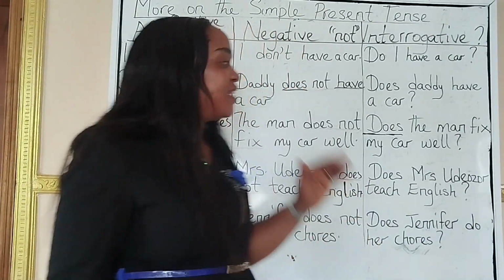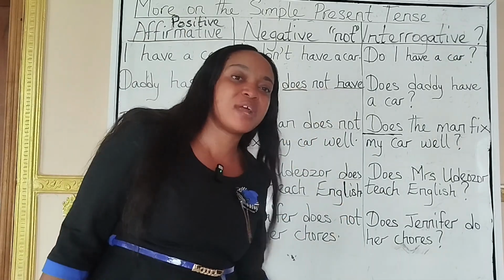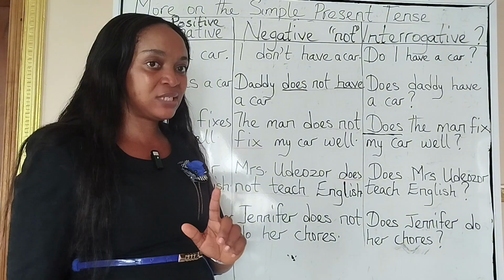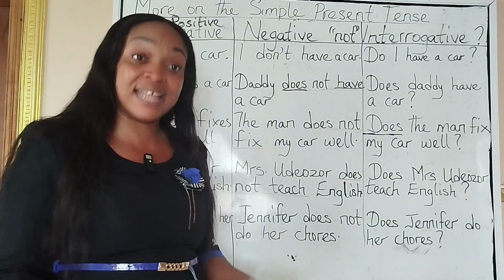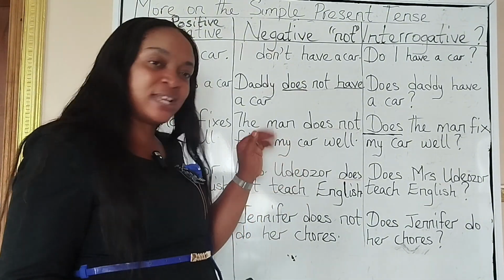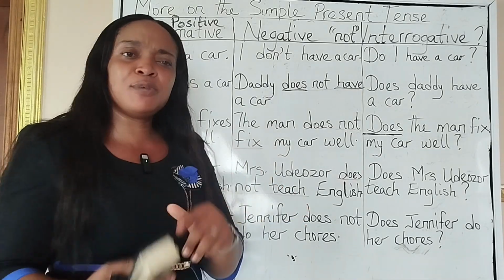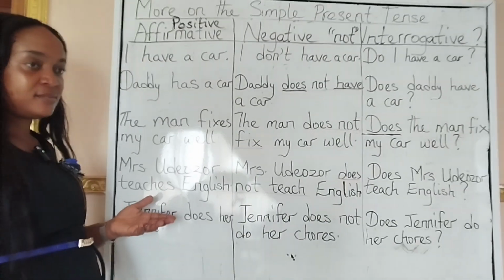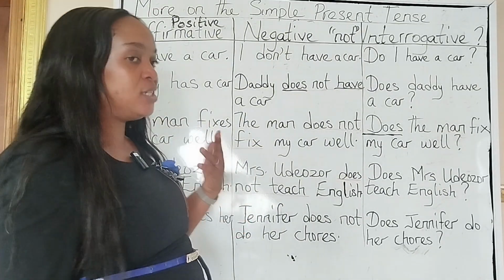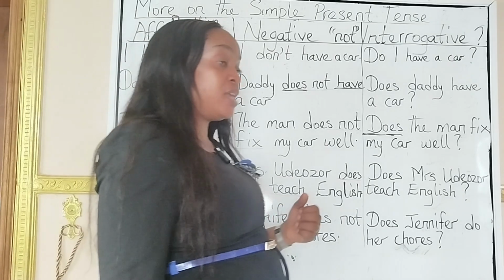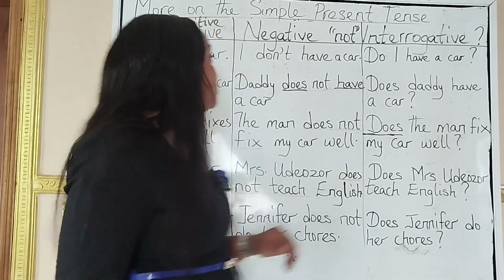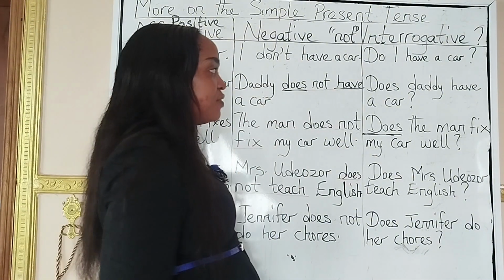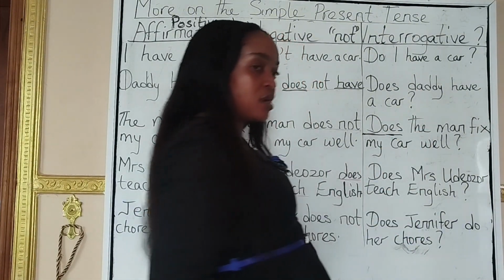Correct. Now that you've gotten the 3 ways to express yourself in the simple present tense, I'll just run through them one more time without any emphasis, and then you will sit tight and do an exercise with me on this to be rest assured that you've grabbed the lesson. Number 1, I have a car. Affirmative. Negative, I don't have a car. Interrogative, do I have a car? Daddy has a car. Daddy does not have a car. Does Daddy have a car?